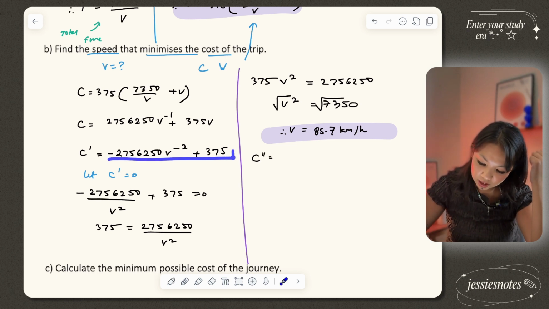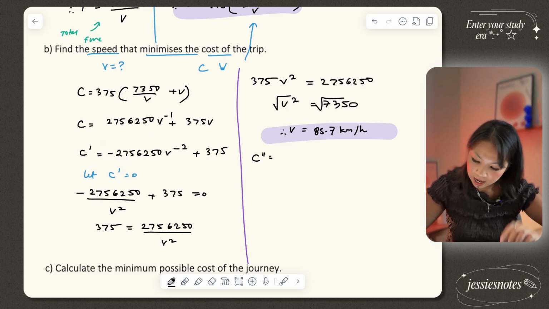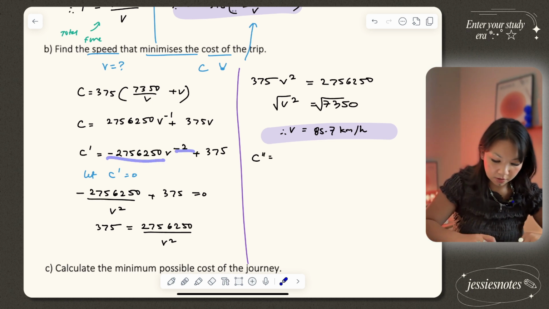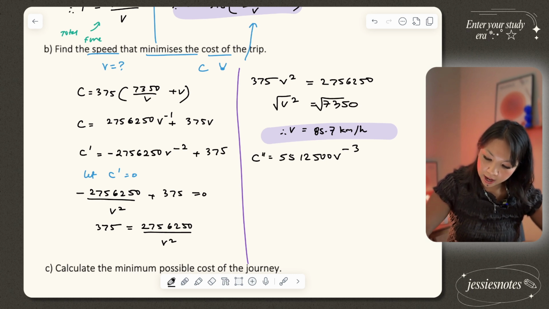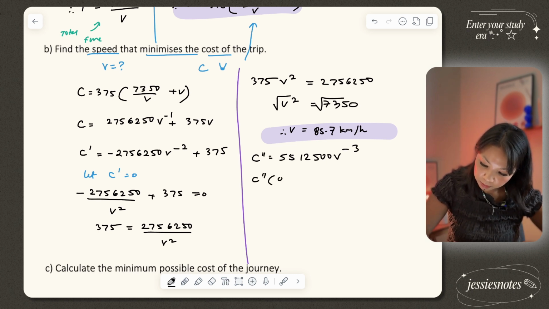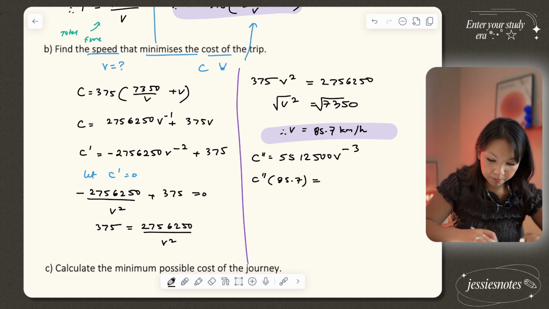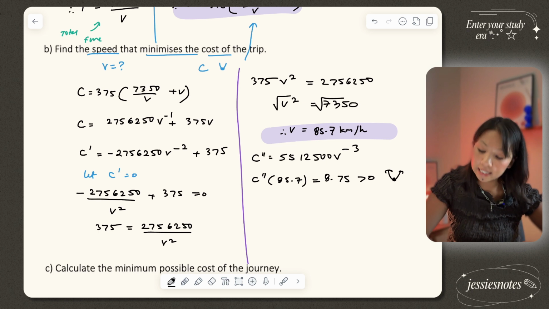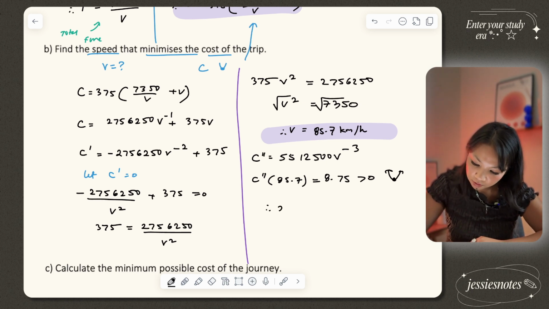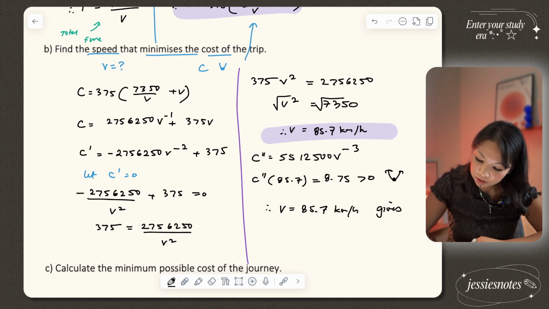If I differentiate this again, oh dear, we're going to get negative of this times -2. We get 5,512,500 V to the power of -3. The 375 goes away. And then if I plug in my 85.7, we get 8.75, which is positive, which is indeed a minimum. Yay! So therefore we can say V equals 85.7 kilometers per hour gives the minimum cost.